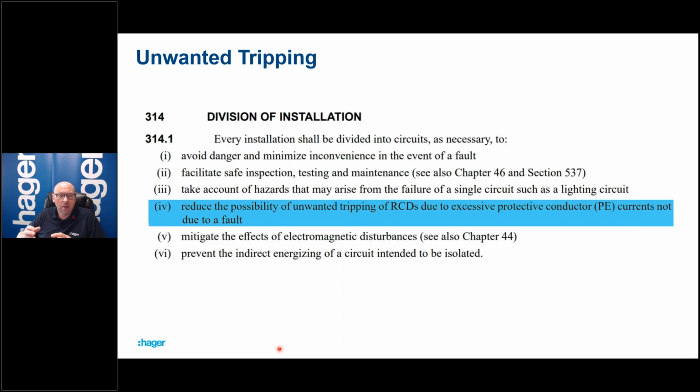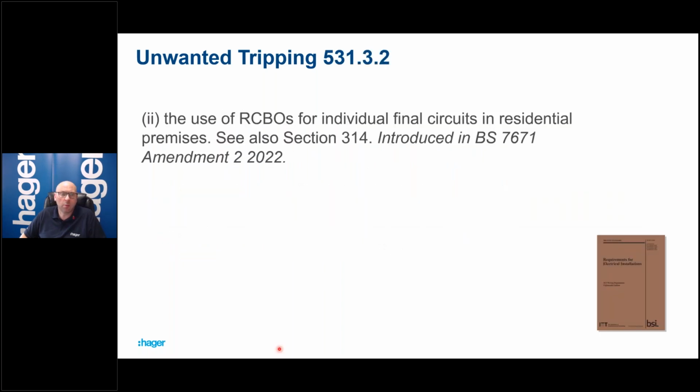Okay, so this is why when we look at this assessment of general requirements here, and then we move into 531, we're starting to pick out these individual points. So we've now had this text introduced in Amendment 2, where it says the use of RCBOs for individual final circuits in residential premises. Okay, so this doesn't mean that we can't use a shared RCCB anymore, but it's just telling us this is another way of minimizing your unwanted operation.